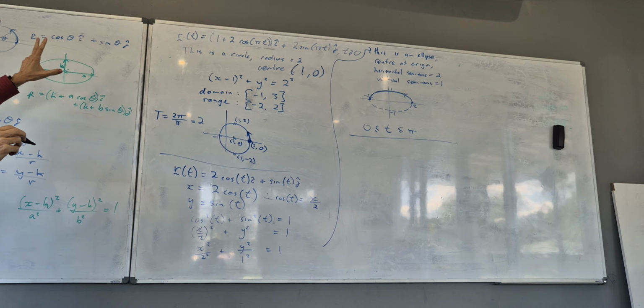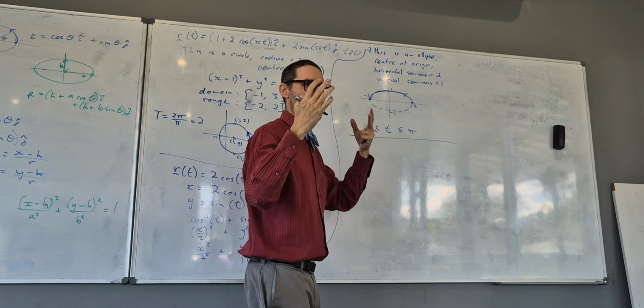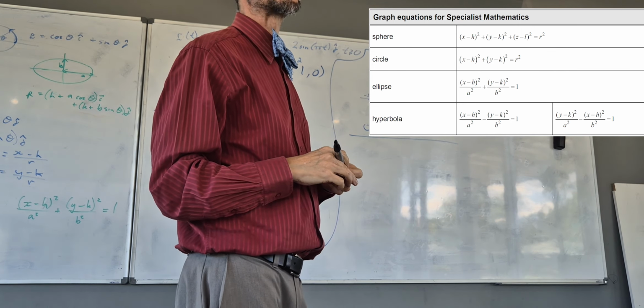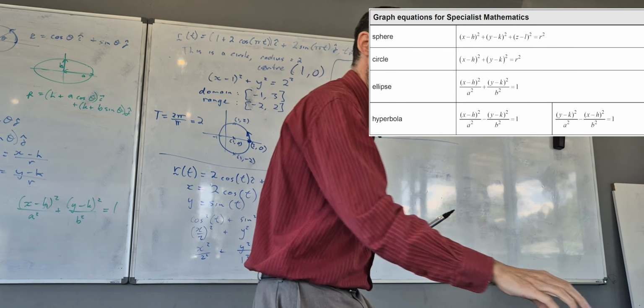Circle, ellipse, hyperbola. How do I get to this funky hyperbola equation? Notice there's two slightly different forms of the hyperbola equation. I'll move my mouse out of the way.